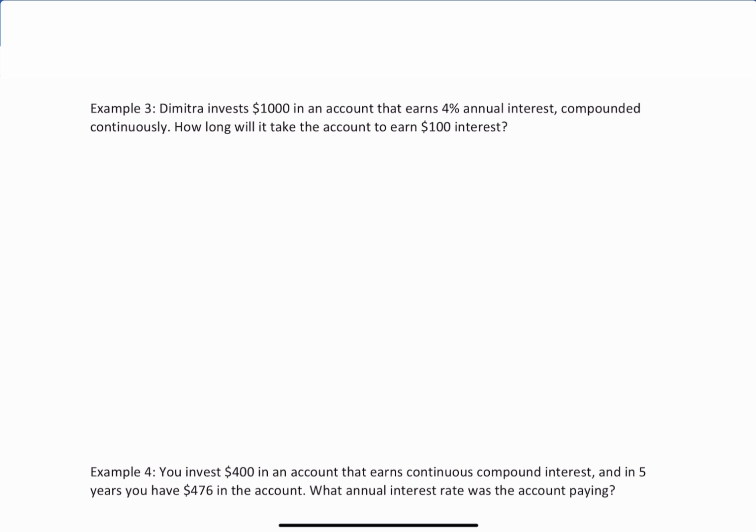Again, this word continuously tells us that we will be using the formula A equals P e to the RT. We can see that the principal invested will be the $1,000. That 4% gives us the interest rate R, 0.04. The question is how long, so we know we're solving for t.